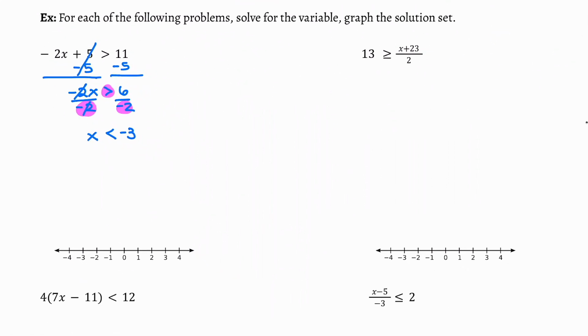I'm going to go ahead and graph that solution set. Here's -3. I need my x's to be less than -3. And in this case, it did not tell me to write it in interval notation, so I am set.